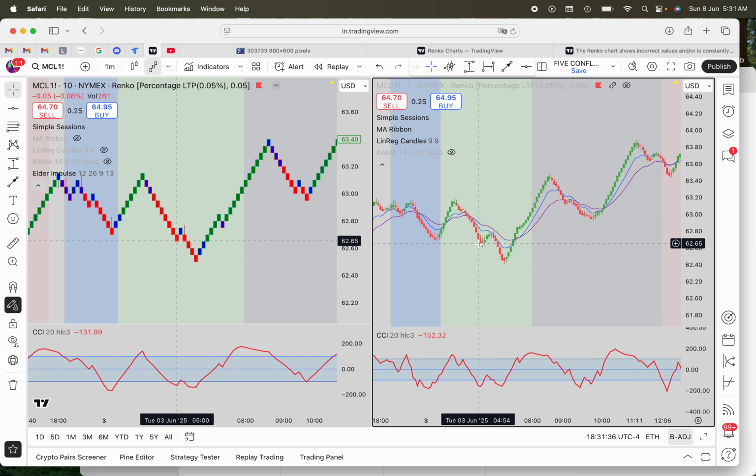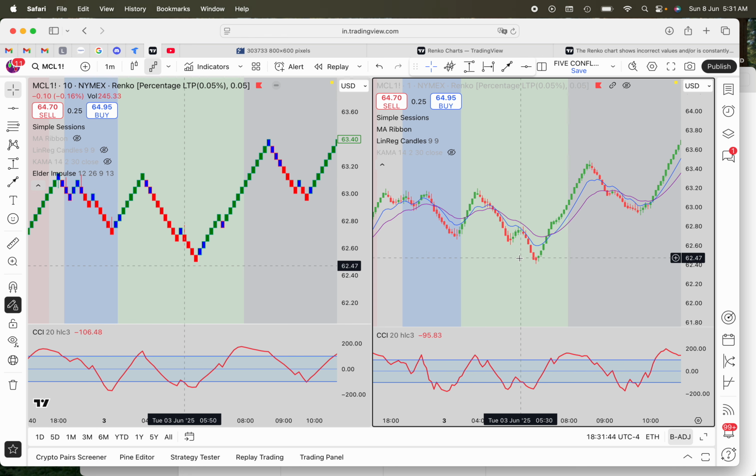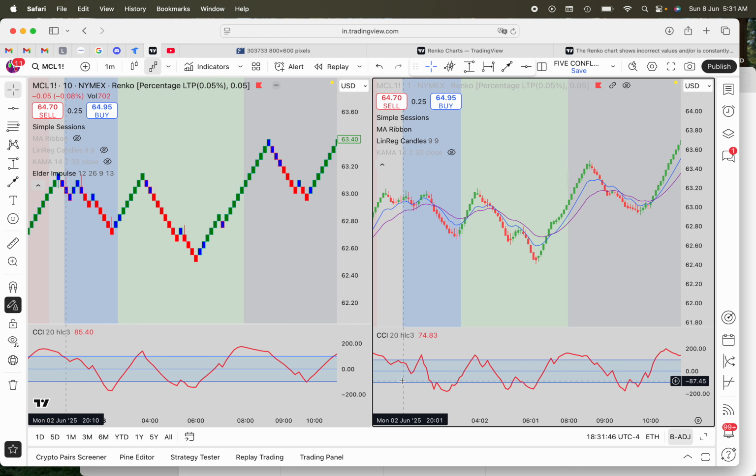Let me see if I can find it. This might be one here. On the right hand side I have a 9 EMA and a 20 EMA. This is undergoing testing as well, and I also have the CCI on both charts.